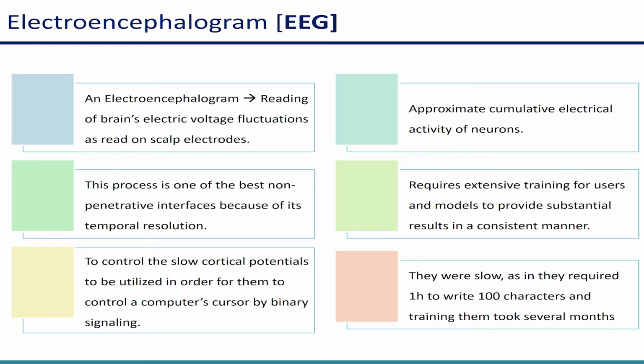It requires training for users and models to provide results in a consistent manner. Slow cortical potentials can be utilized to control computer cursors by binary signaling. They were slow, in that they required 1 hour to write 100 characters and several months of training. One of the prime manufacturers of a cost-effective EEG headset is the organization Emotiv.